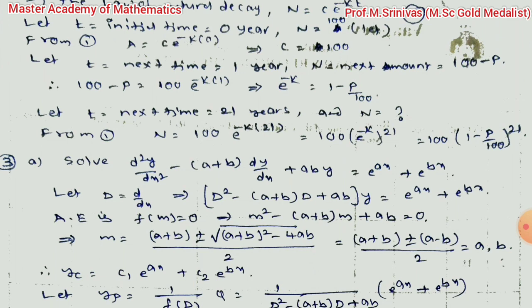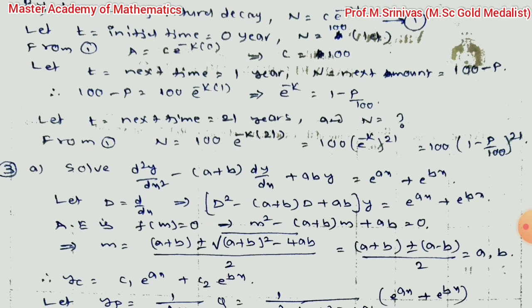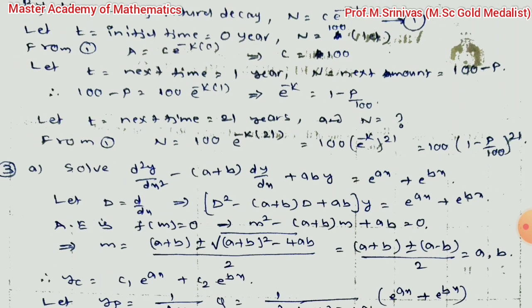Finally you get e^(-k) equal to 1 minus p by 100. Since the p value is unknown, you keep it as it is. The next time t is 21 years, and we need to calculate the amount present. So from equation 1, on substituting again, you get the expression 100 into (1 minus p by 100) whole power 21. Since p is unknown, you keep it as it is. That will be the final answer.